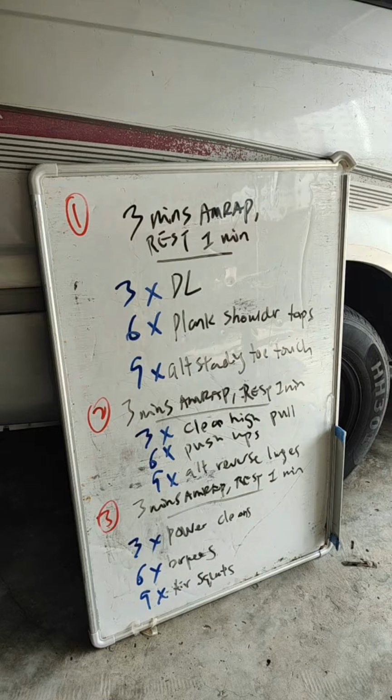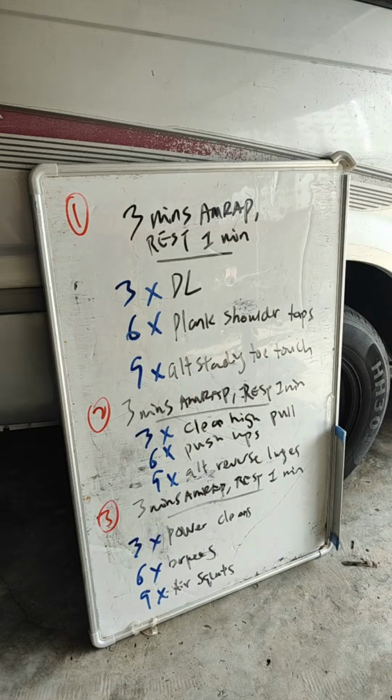3 clean high pulls. I'm going to show you how to do each of the movements later. 6 push-ups and 9 alternating reverse lunges. That will be your part number 2. And once you completed that 3 minutes, you have 1 minute to rest before we continue.